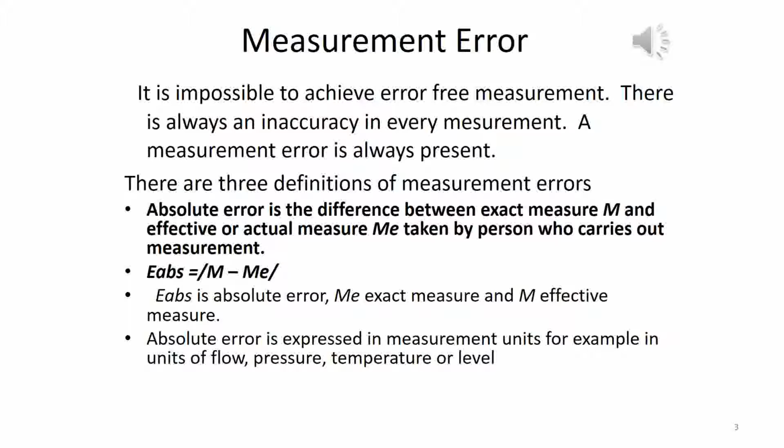Absolute error is the difference between exact measure M and effective or actual measure ME taken by the person who carries out the measurement. E abs equals M minus ME. E abs is absolute error, M exact measure, and ME effective measure. Absolute error is expressed in measurement units, for example, in units of flow, pressure, temperature, or level.